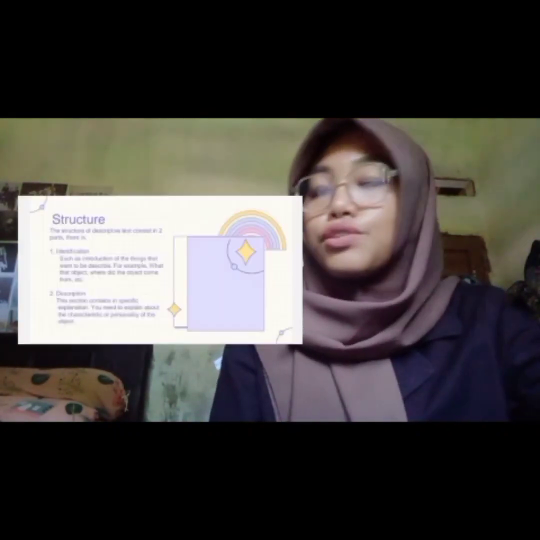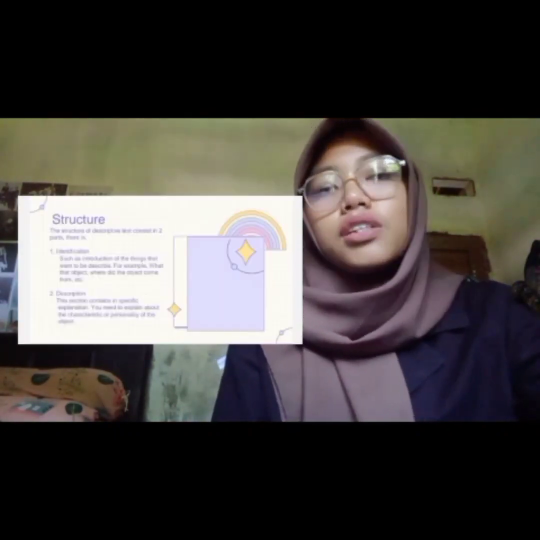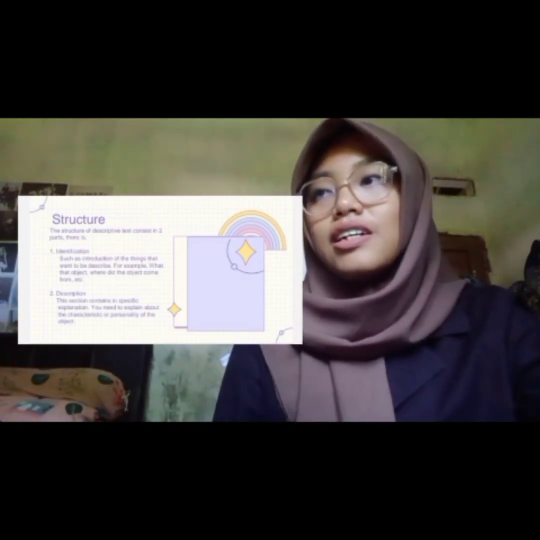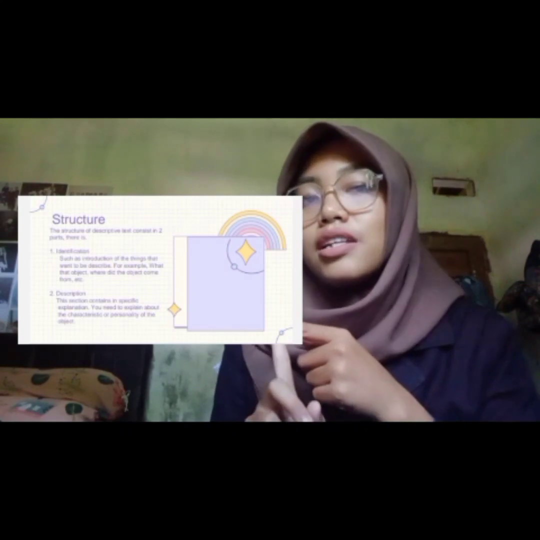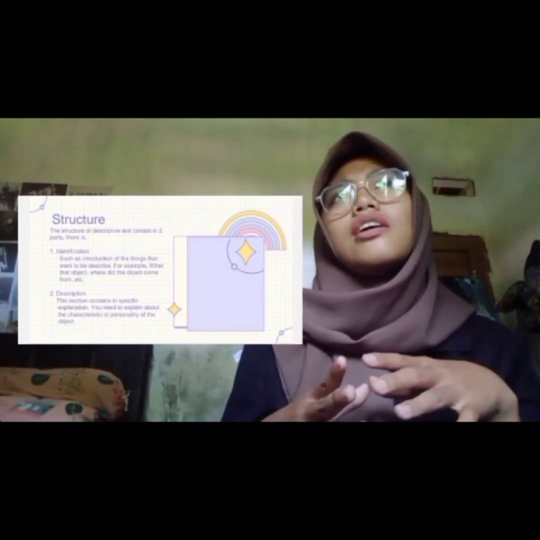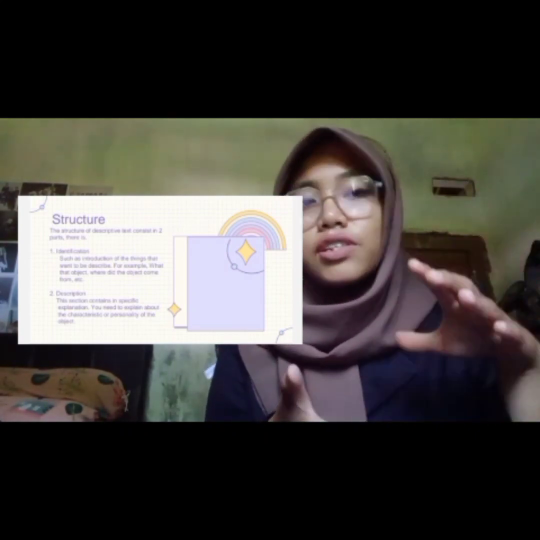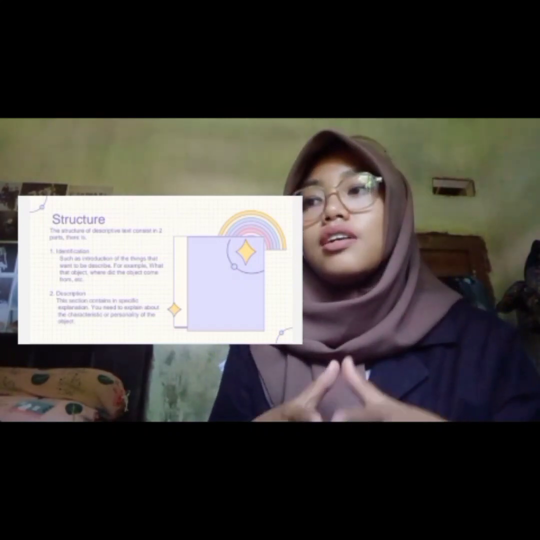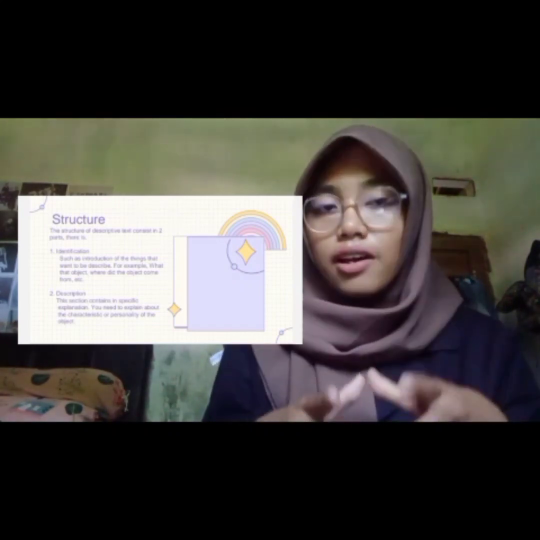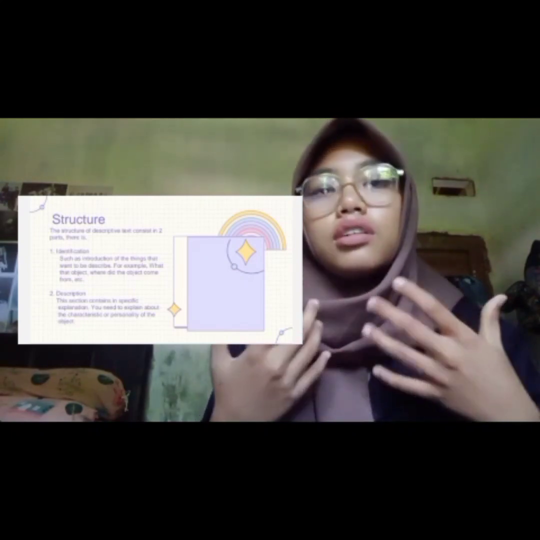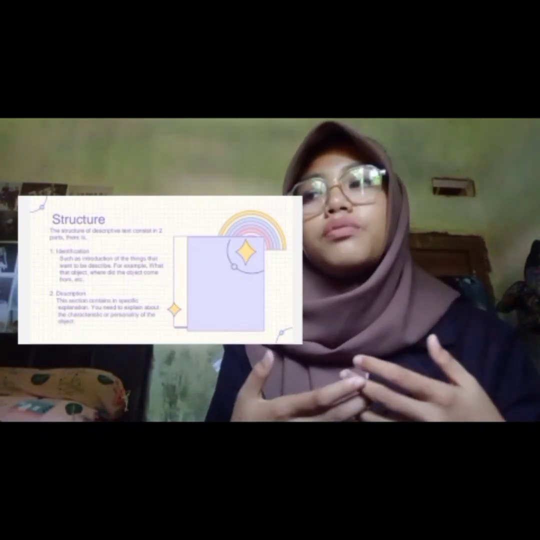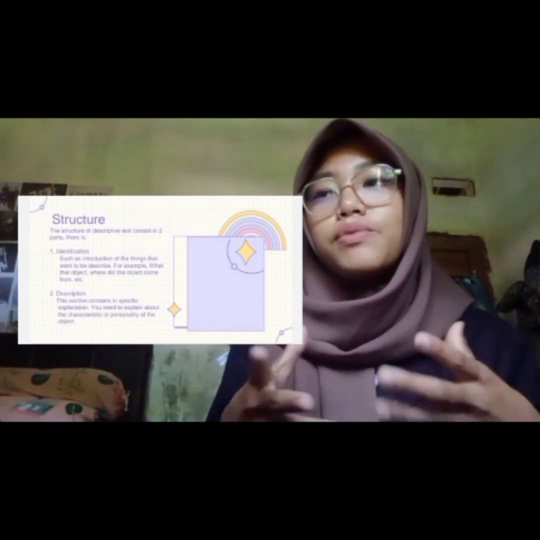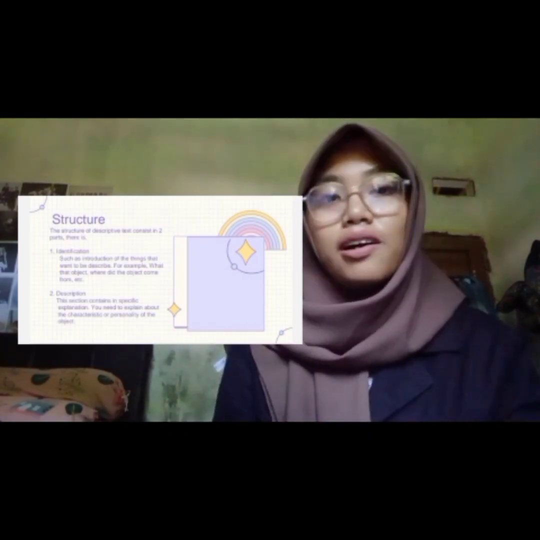The next one is structures. The structure of descriptive text consists of 2 parts. The first one is identification. Identification is like the heart of the structure in descriptive text, such as an introduction of the thing to be described. For example, what the object is, who the object is, where the object came from, and so on.